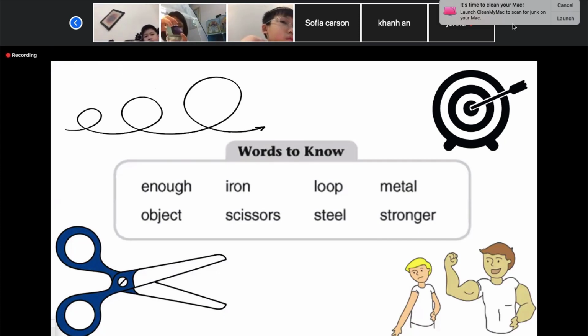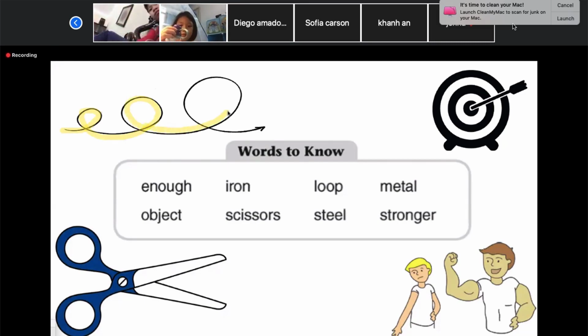Okay. A loop. What is the opposite of loop, Lisa? So if this is our loop here, the opposite or an antonym for loop would be straight. Loop is when you draw a curly line or go in circles. Metal. Some examples of metal are iron and steel. So metal is a type of material.